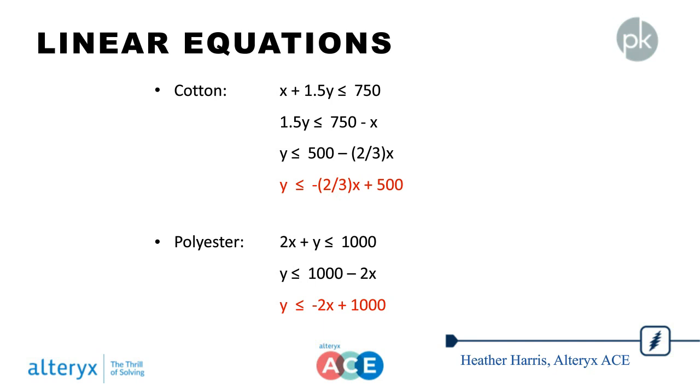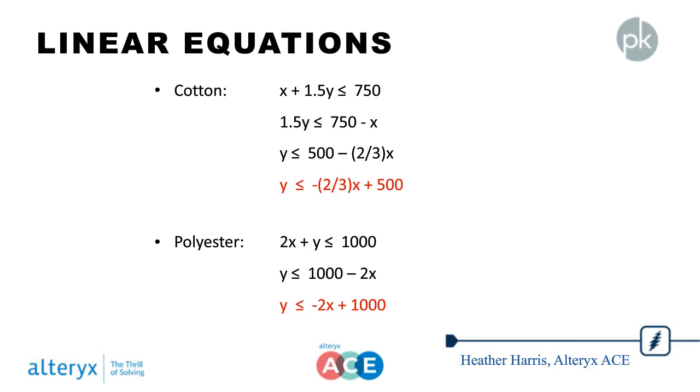And that gives me 500 minus 2/3 x. Because remember, I divided, and when you divide by 3/2, it's really multiplying by 2/3. I don't know if that's really bringing you back. But we'll do the same thing for polyester.